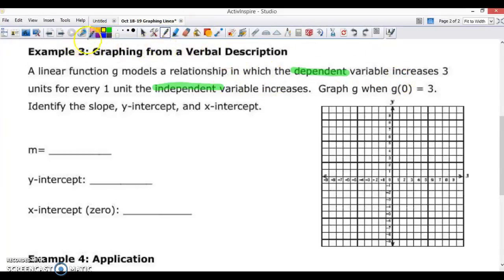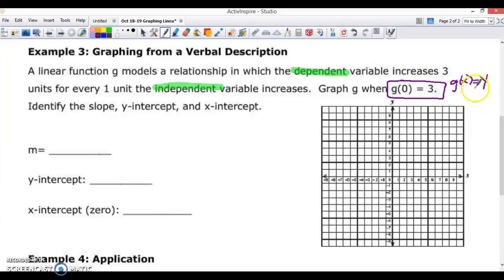It says, here we go, graph g when g of 0 is equal to 3. Now let's talk about function names. Remember, this means a function, and it's telling me the name of the function is g, and is giving me the x value. So let's look at this, g of x. And we know another way of writing g of x is y. So you can say that g of x is equal to y.